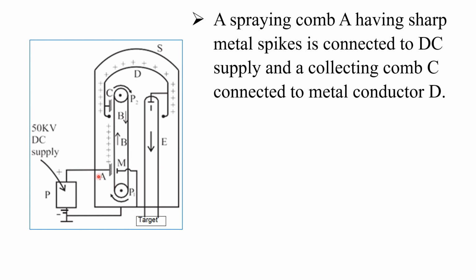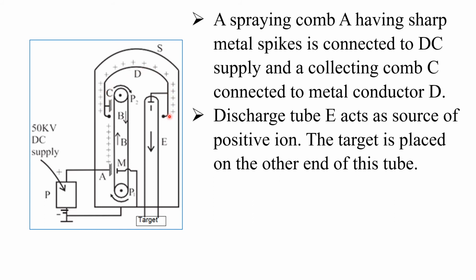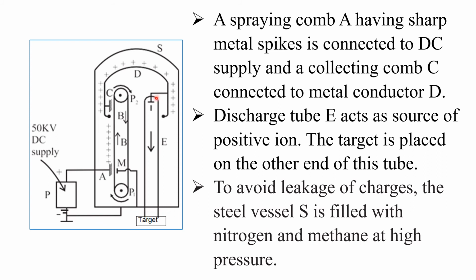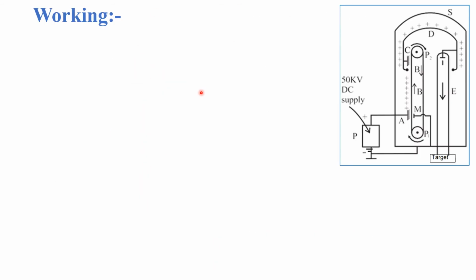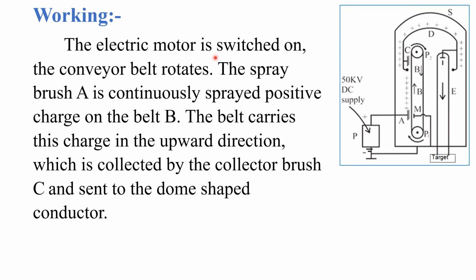A spraying comb A having sharp metal spikes is connected to a DC source, and the collecting comb C is connected to the metal conductor D. The discharge tube E acts as the source of ions. The target is placed at the other end of the tube. To avoid leakage of charges, this steel vessel S is filled with nitrogen and methane at high pressure.